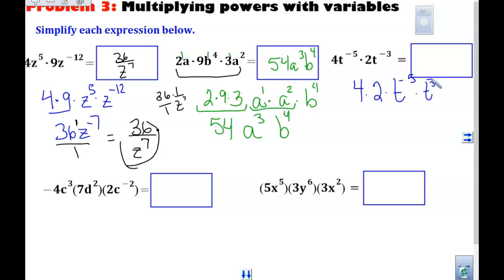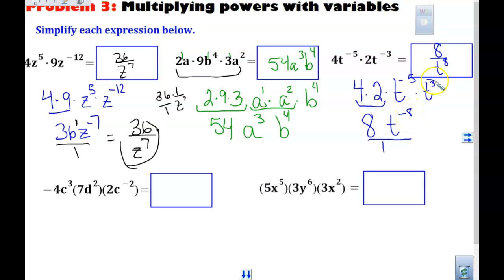Okay? So Jared, we're going to keep going. 4 times 2 gives us 8. And I add t to the negative 5 times t to the negative 3. If I'm adding those two together, I'm going to get t to the negative 8. All that's over 1. Morgan, can't have negative exponents, so my final answer would be 8 over t to the what? About 8. Does that make sense?